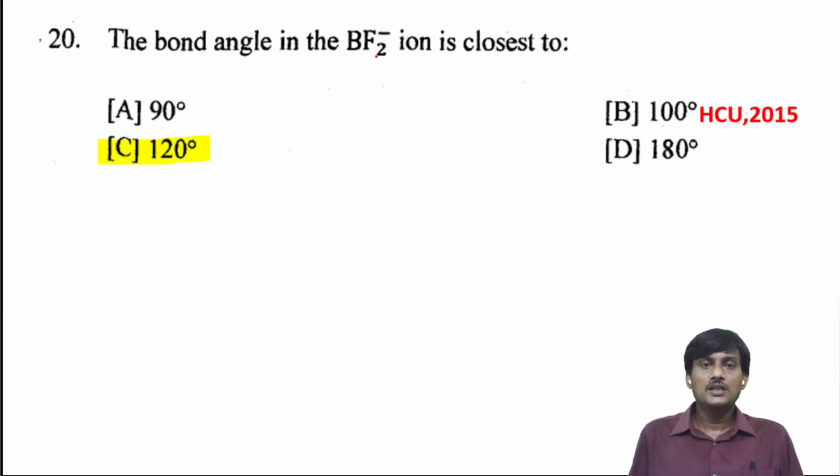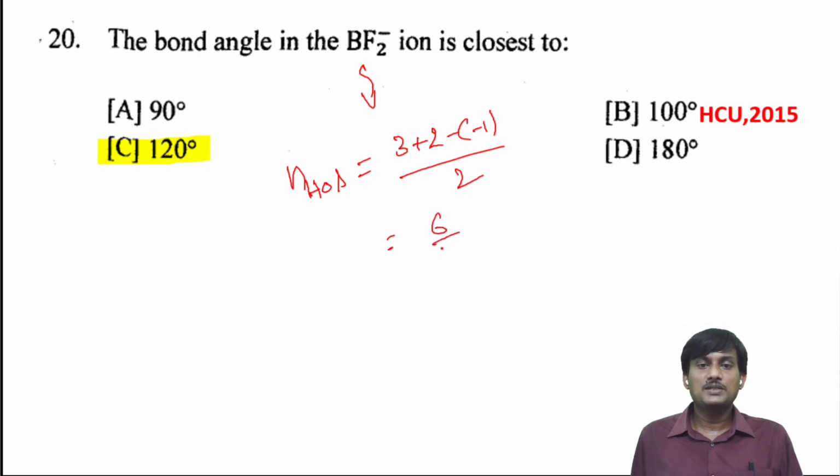The bond angle in the BF2 minus ion is closest to. Okay, let's calculate the number of hybridized orbitals. It will be equal to the valency of boron, which is 3, plus the monovalent atoms attached to boron, 2, plus the minus of charge, divided by 2. That equals 6 by 2, so 3. The hybridization will be sp2.